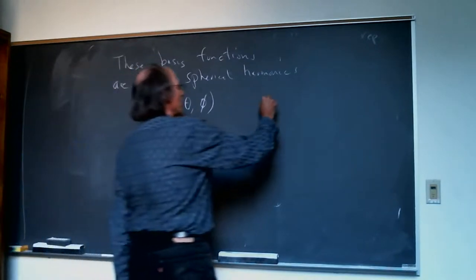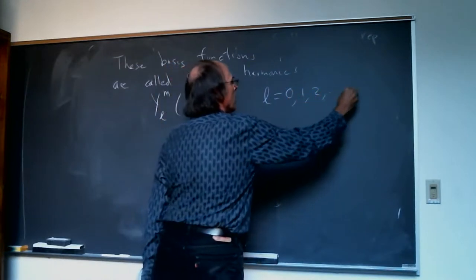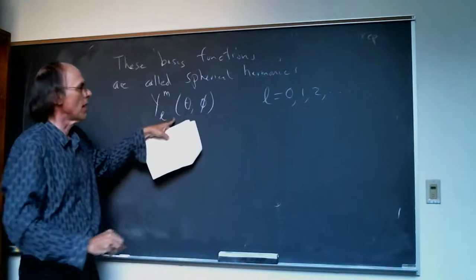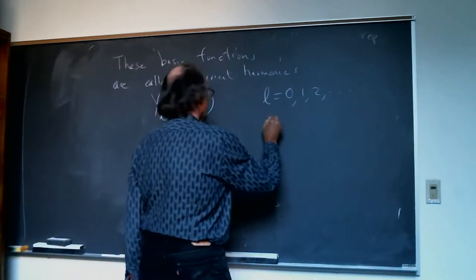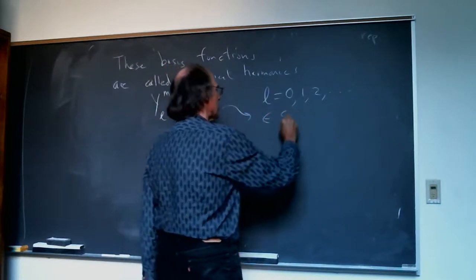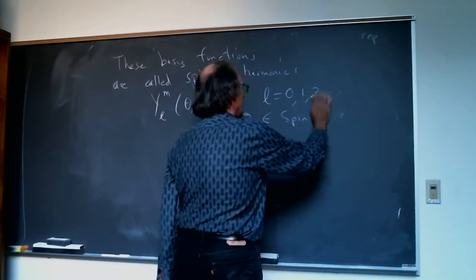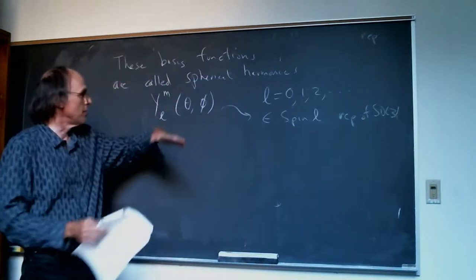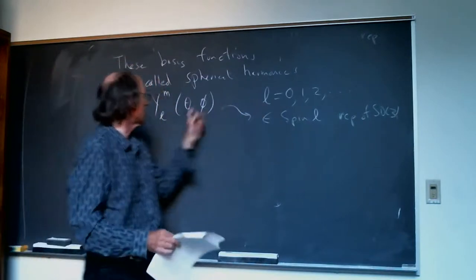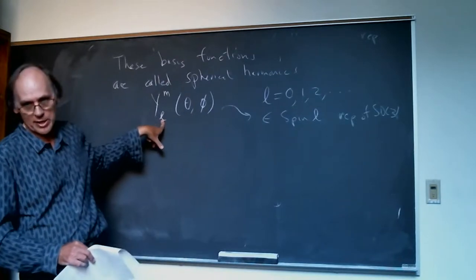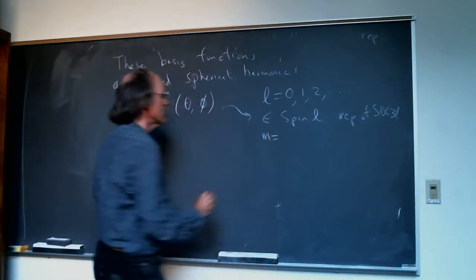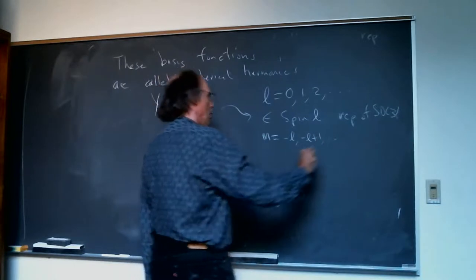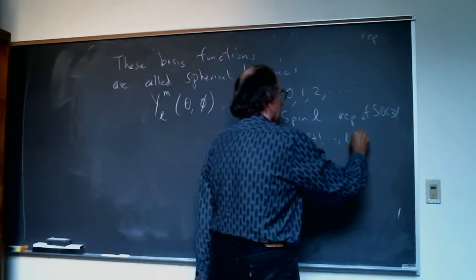Here l is equal to 0, 1, 2, up to infinity, so these functions lie in the spin l representation of SO3. But as you increase l, the space of these functions for a fixed l is 2l plus 1 dimensional. It's given by various m's that start at minus l, then minus l plus 1, up to l minus 1, l.